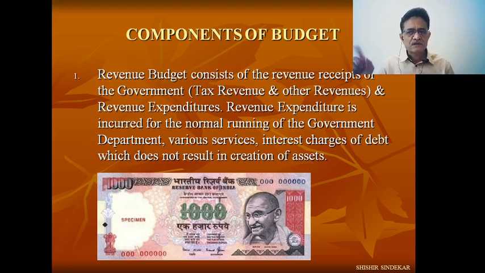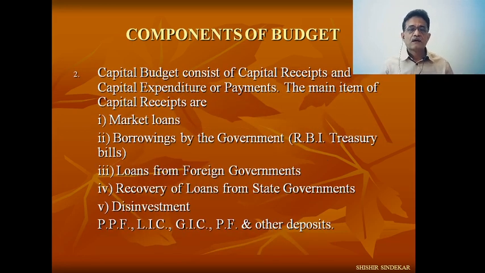So naturally those salaries and pensions are nothing but revenue expenditures. So expenditure on various services, even interest charges on debt, which does not result in creation of assets. So in this way I would like to say there are two parts, revenue receipts and revenue expenditures.